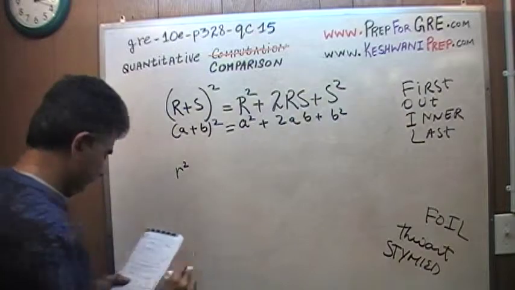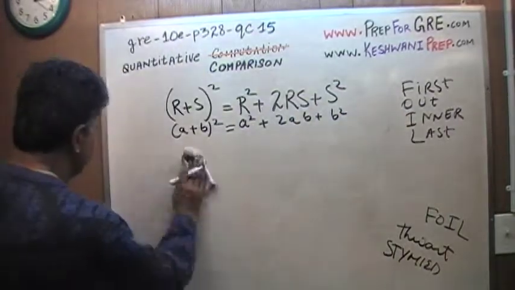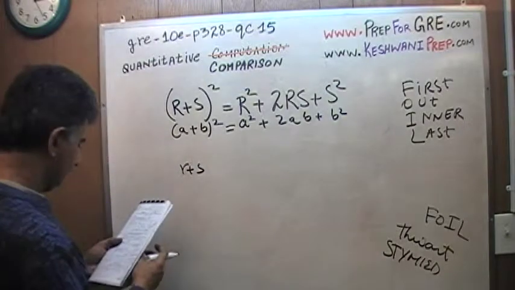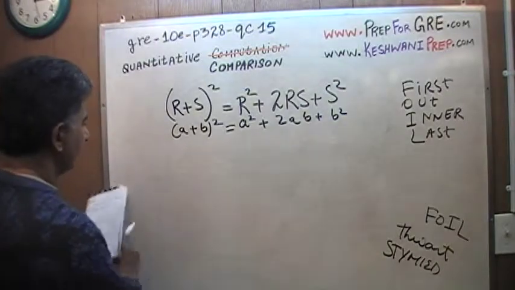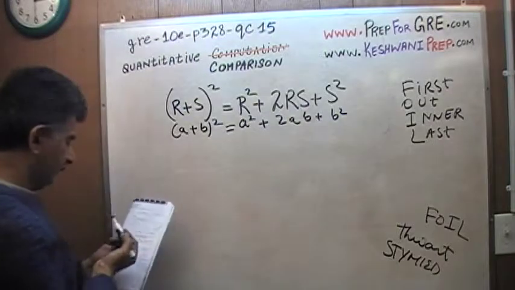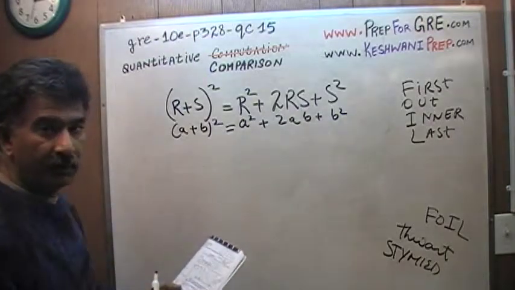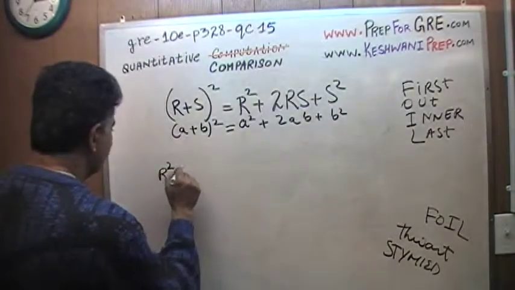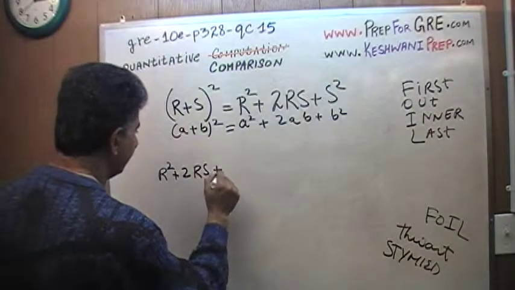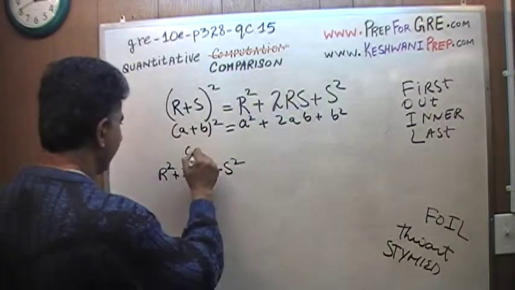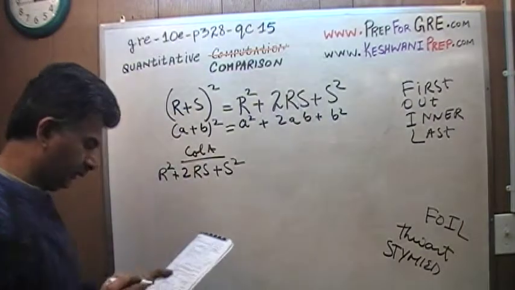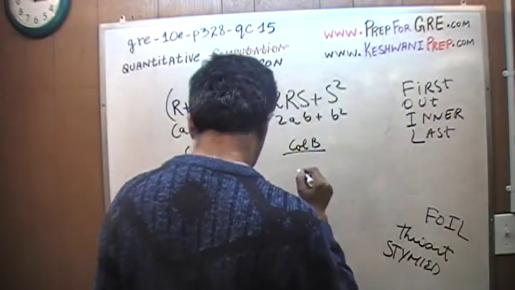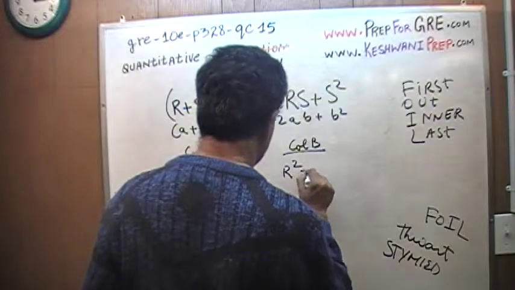R plus S, well actually they use small r, I use capital R, so I'm going to stick with my capital R's. If you expand the quantity that they give you in the first column, it boils down to this: R squared plus 2 times R times S plus S squared. That's your column A. Let's see what they give us in column B. In column B they tell us R squared plus S squared.